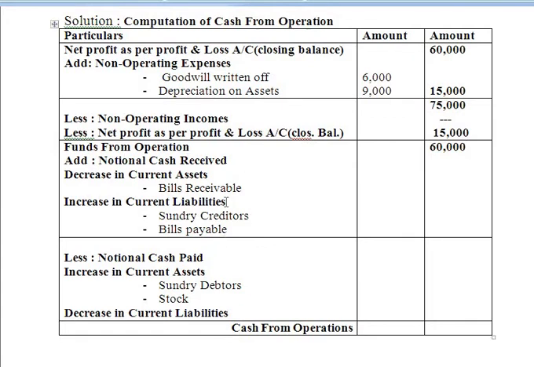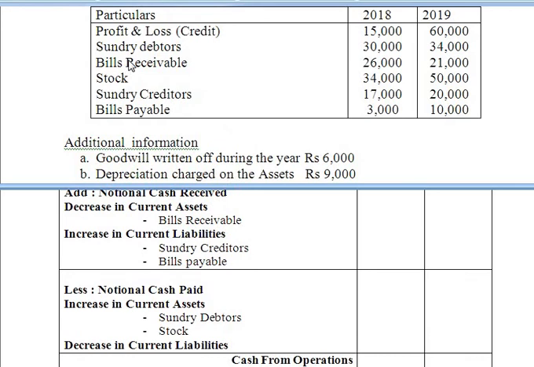In this amount add notional cash received. In notional cash received, first one is decrease in current assets. Now check which current assets are there and whether it is an increase or decrease. Sundry debtors, the amount is an increase, so leave that. Bills receivable, the amount is a decrease, so take bills receivable here. So 26,000 minus 21,000, decrease in bills receivable is 5,000. No need of showing the calculation in the bracket, you can understand it easily. Next, stock, there is an increase.